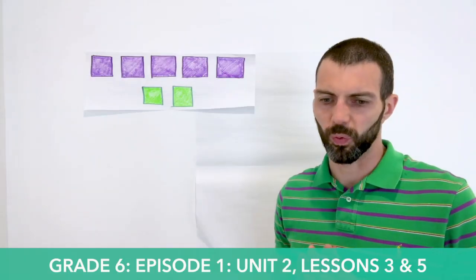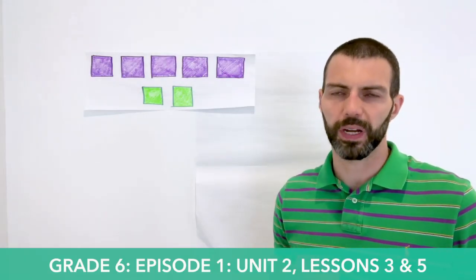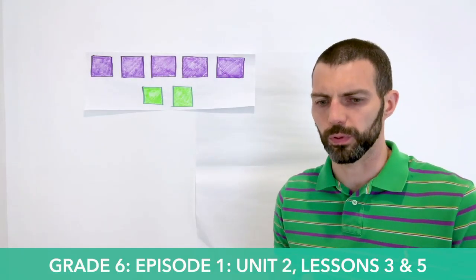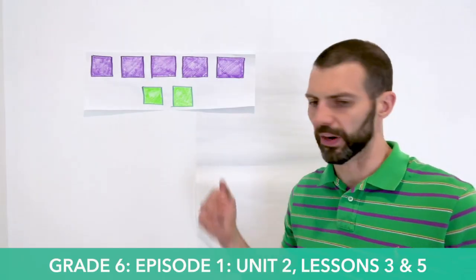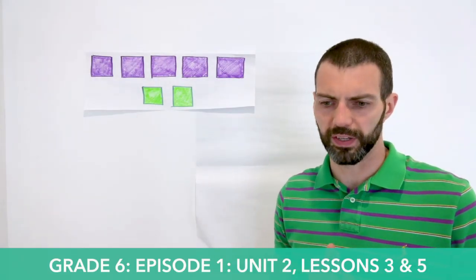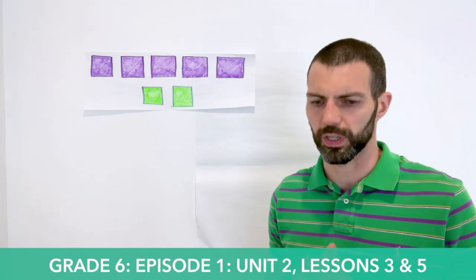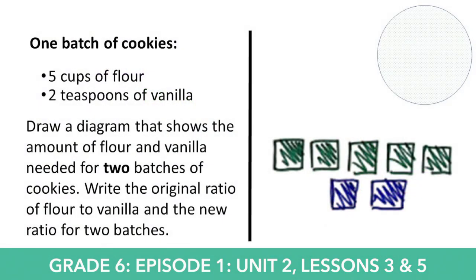A recipe for 1 batch of cookies calls for 5 cups of flour and 2 teaspoons of vanilla. Here's a diagram that shows the amount of flour and vanilla needed to make 1 batch of cookies. Draw a diagram that shows the amount of flour and vanilla needed for 2 batches of cookies. Write the original ratio of flour to vanilla and the new ratio of 2 batches. Take 60 seconds to draw your diagram and write your ratios.